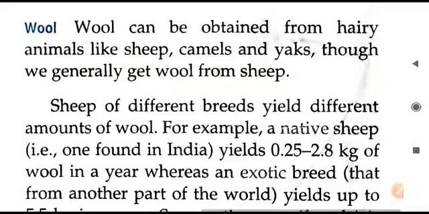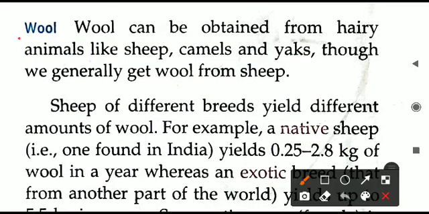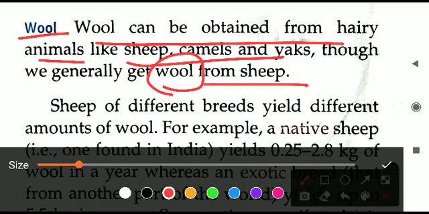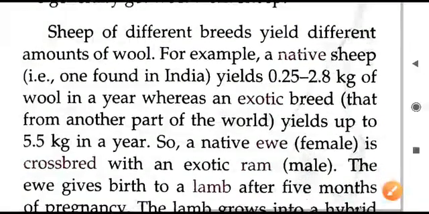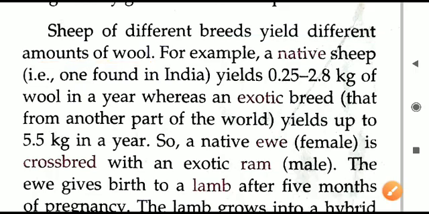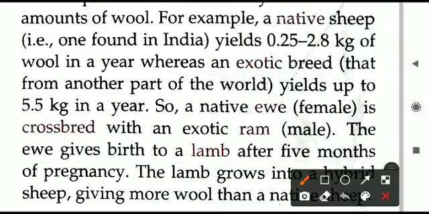Another kind of animal fiber that we will see now is wool. So let us read about it. Wool can be obtained from hairy animals like sheep, camel and yaks, and the most common one is sheep. Sheep of different breeds yield different amounts of wool. Some sheep varieties produce a large amount of wool, and some produce less. So the example is given here. For that we'll read this example now.